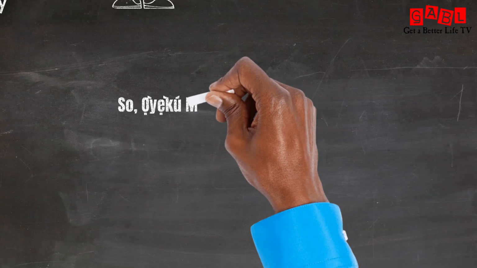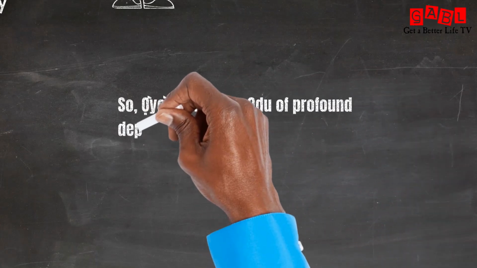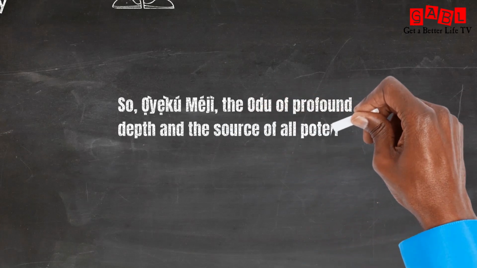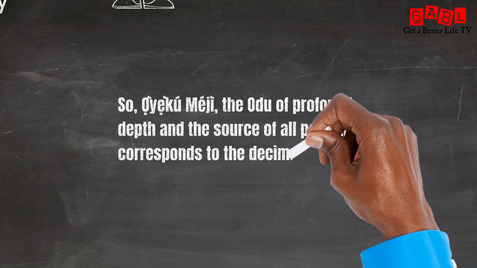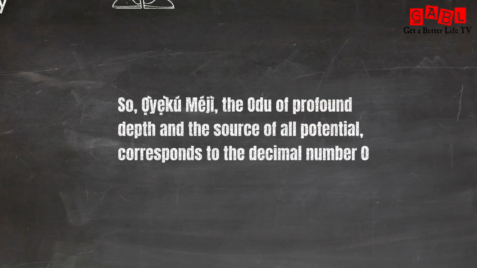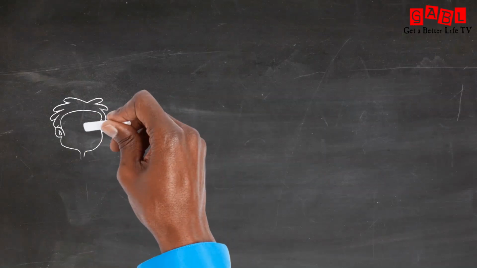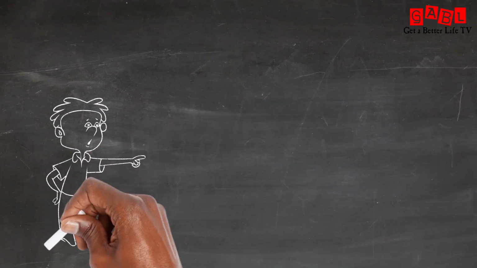So, Oyeku Meji, the Odu of profound depth and the source of all potential, corresponds to the decimal number 0. This beautifully anchors the entire Ifa system from the absolute beginning to the fullest manifestation, from 0 to 255. So let's move on to the third of the 16 Major Odu Ifa, which is Iwori Meji.